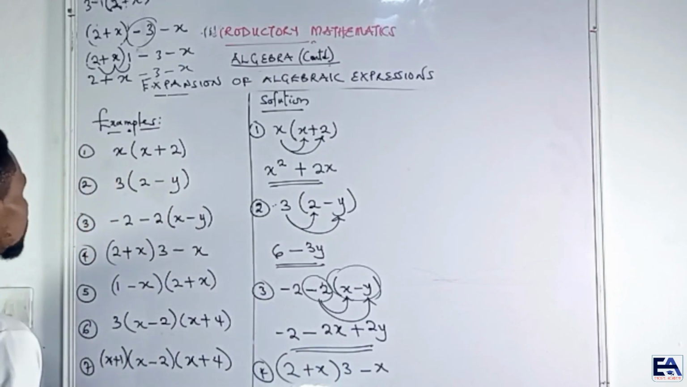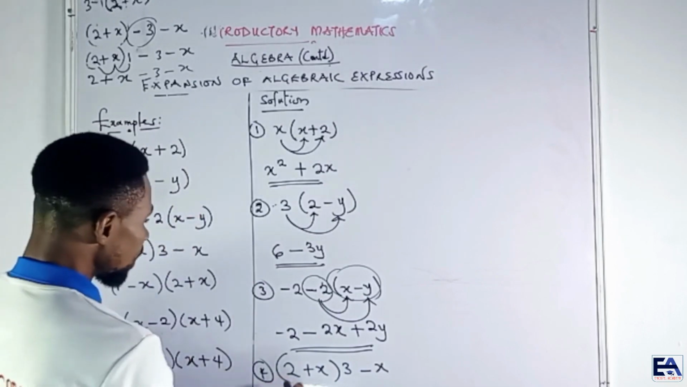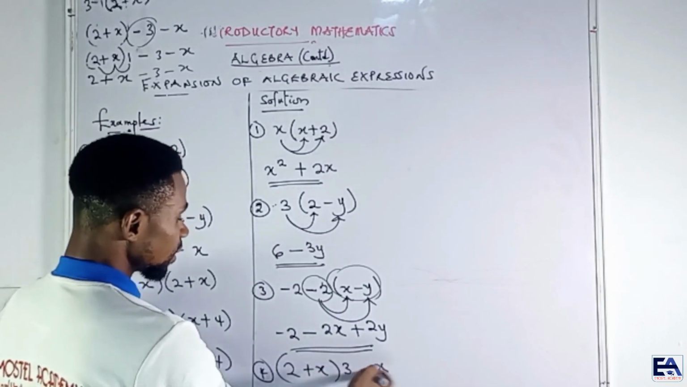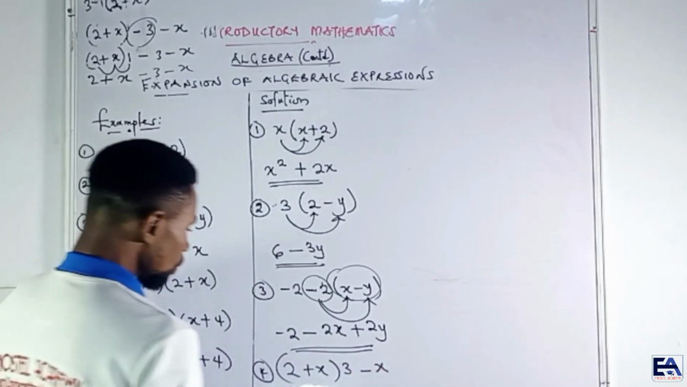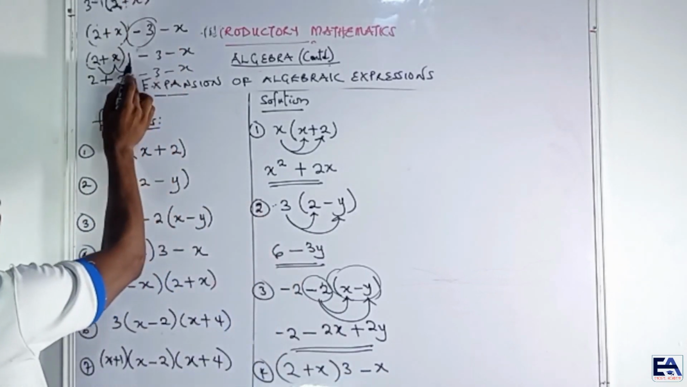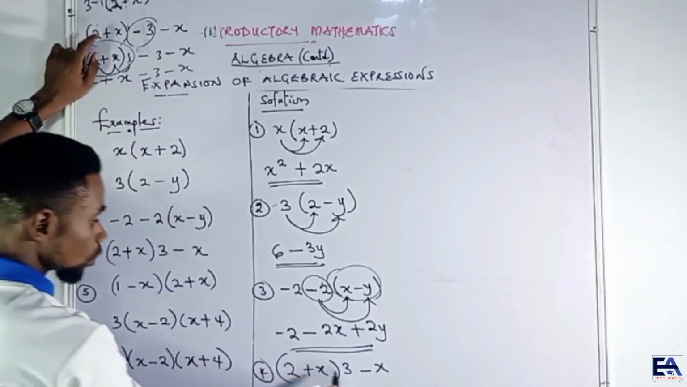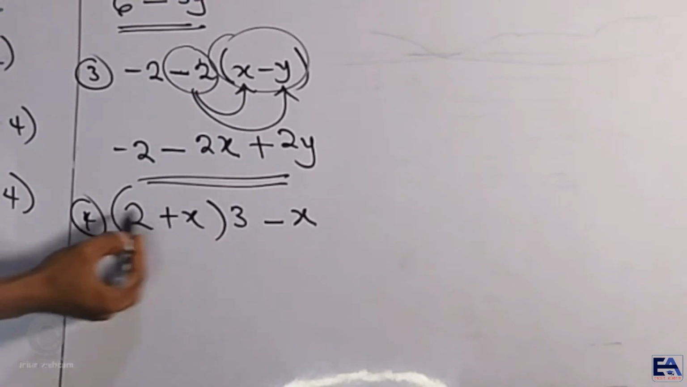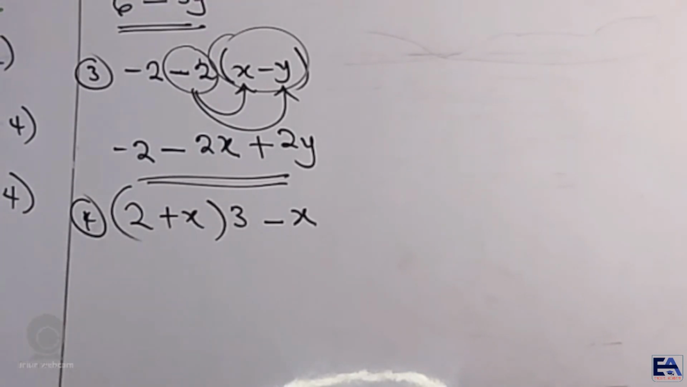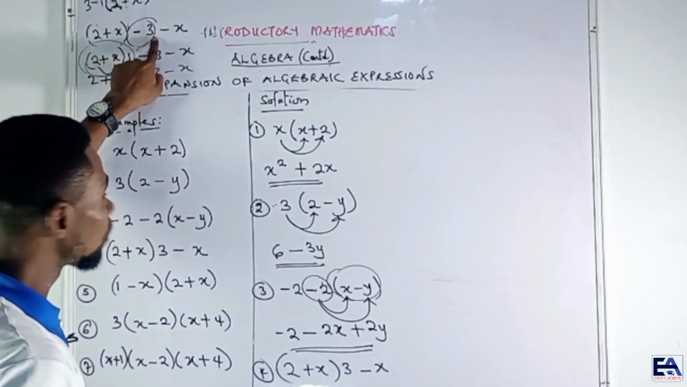So now let's go. We're going to do something similar here. We have 2 plus x, okay, then 3 minus x. So just as we believe that this 1 is directly linked to this bracket, that is also how this 3 is directly linked to this bracket, because no sign is in between. If there was a sign in between, then the 3 will have no business with the bracket anymore, okay?